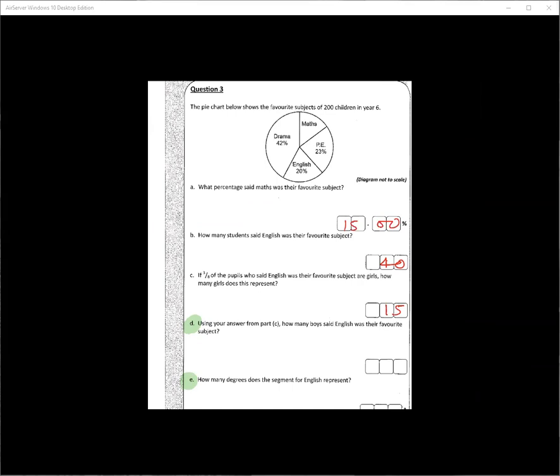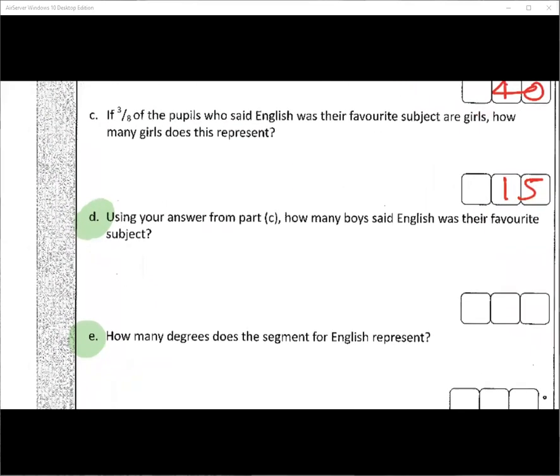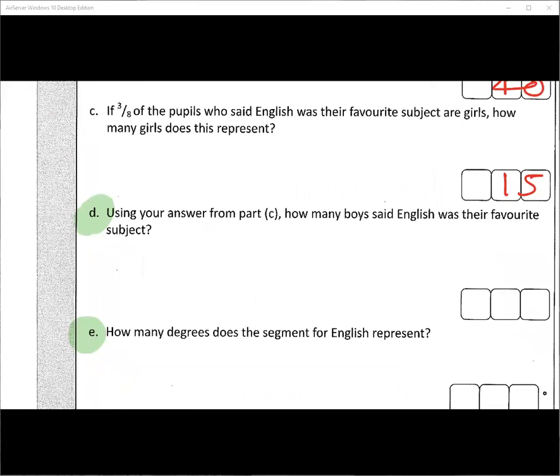Using your answer from part C, how many boys said English was their favorite subject? Okay. It says if 3/8 of the pupils said English was their favorite subject, girls. So we got 3/8 of favorite is English are the girls. Okay, here we go. And so how many girls does it represent? So if 3/8 was 15, how many eights are boys? 5/8.